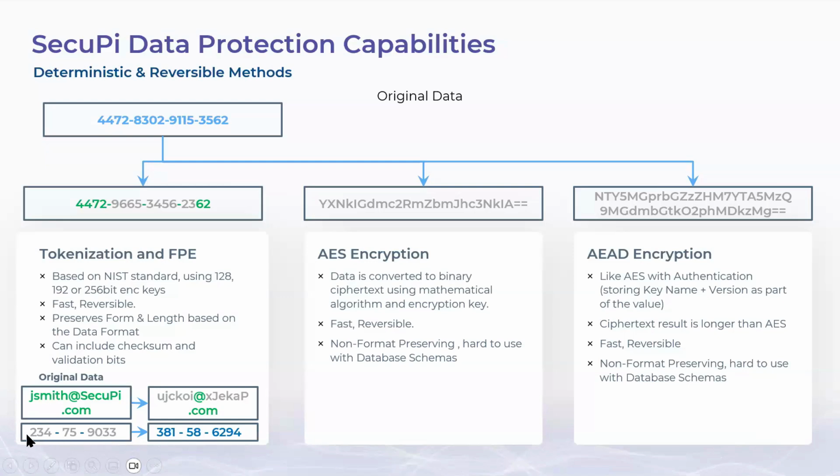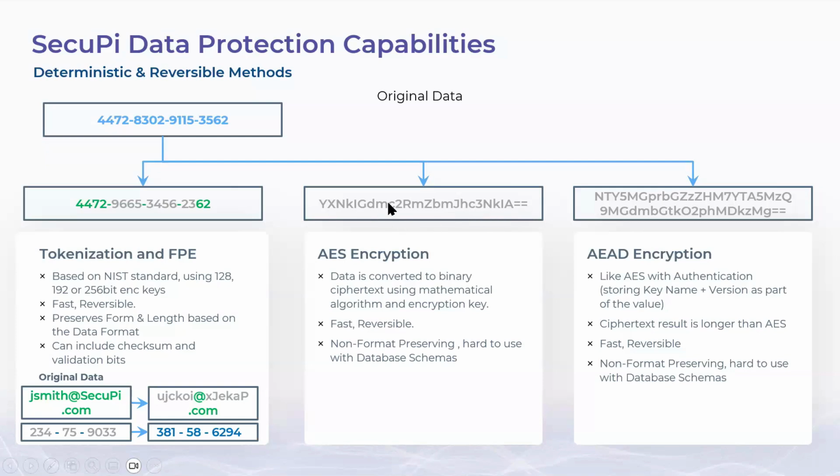Or as you see here with the social security number, I can take one social security number and move it to a different social security number. In all of those cases, it will always be the same, and you can always reverse it if the user is authorized. But then we have different types of encryption.